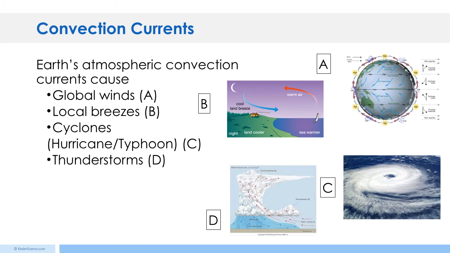There's a picture here of a cyclone, and cyclones are either hurricanes or typhoons. There's only a little bit of a difference between the two, and I think that will be the bonus question on this quiz. And the other thing that we can get due to our convection currents are thunderstorms.